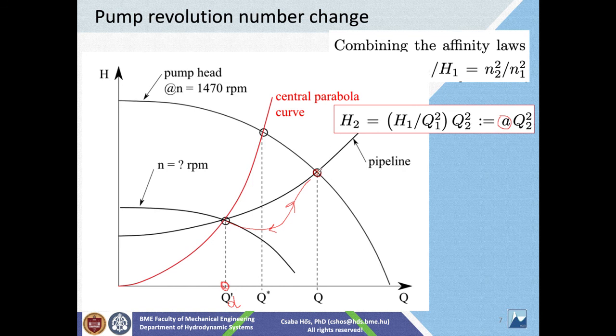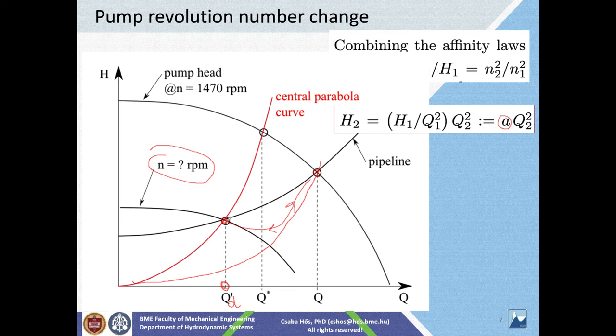So for instance, this operating point on the pump performance curve, if you start decreasing the revolution number, will move like this. Okay, and this will not go through the desired point at the pipeline. So what you need to do is the following. Again, you have the original pipeline, the pump curve, you have the pipeline curve, and you know that you want to have this flow rate, and you are searching for that revolution number at which the pump characteristic curve passes through the desired flow rate here.